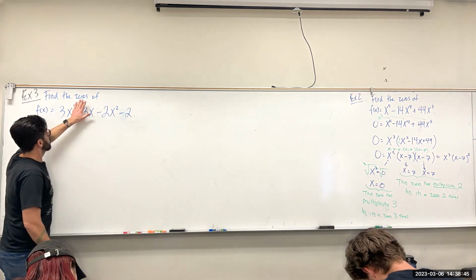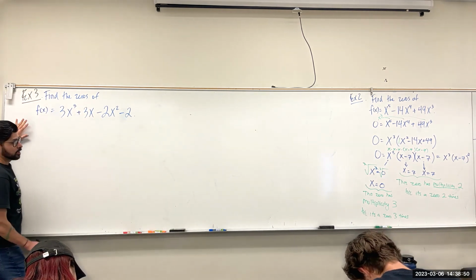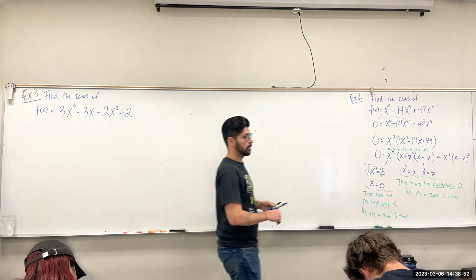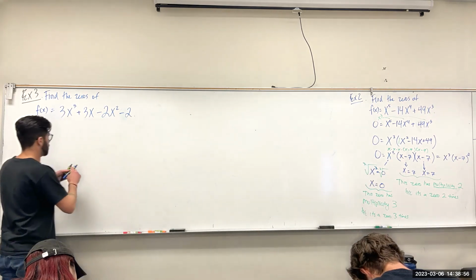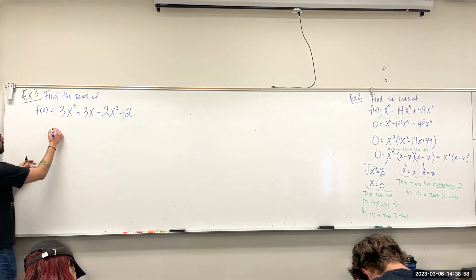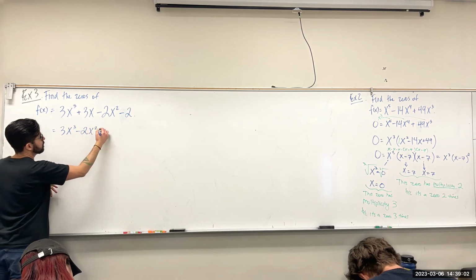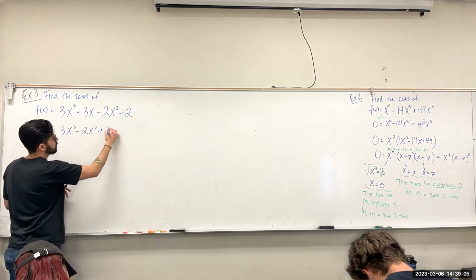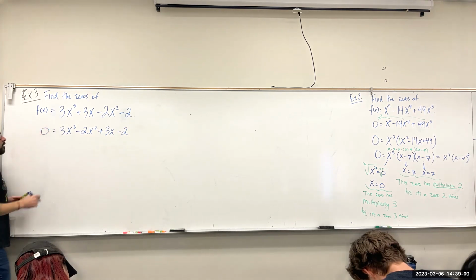All right, guys, so we're looking for the zeros. What do you have to do to start? Put it in ascending order. Sure, let's put it in this order: 3x cubed minus 2x squared plus 3x minus 2, and set that to 0. So it's a zero, okay, that works.